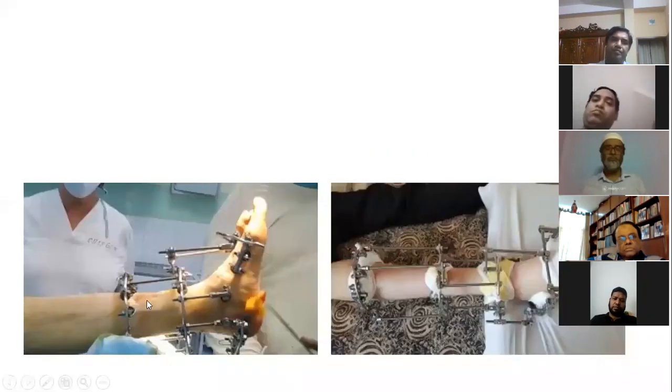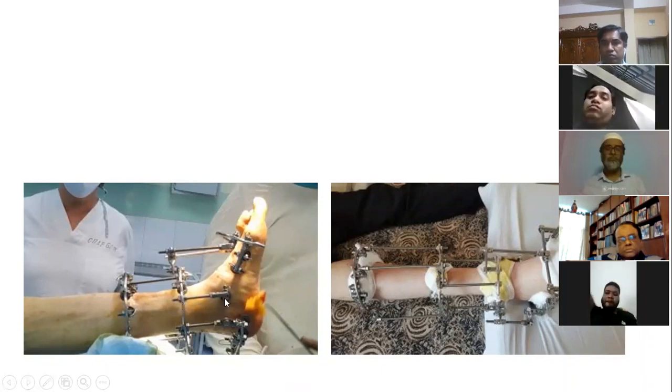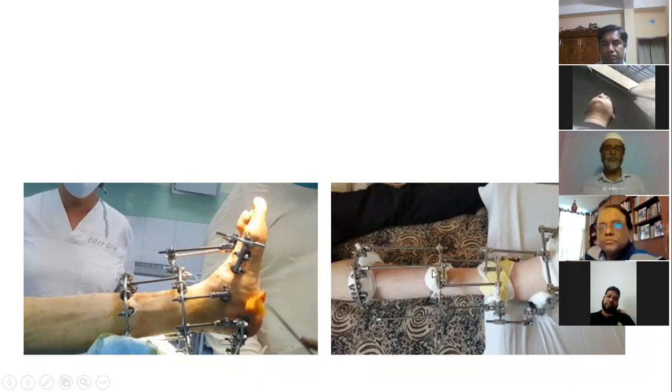Here you can see the use of multiple posts, hinges, lots of hinges, and also posts adjusted with the connecting rod and adjusted with the rings. And here is another picture, a constructed frame for the correction of the ankle deformity, nicely constructed. There are different parts used: straight plate, post, and hinges also, you can see.